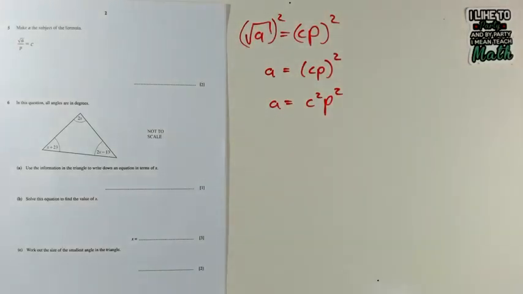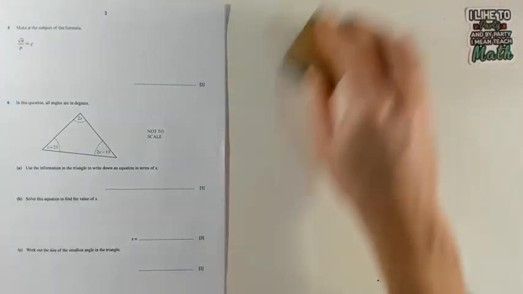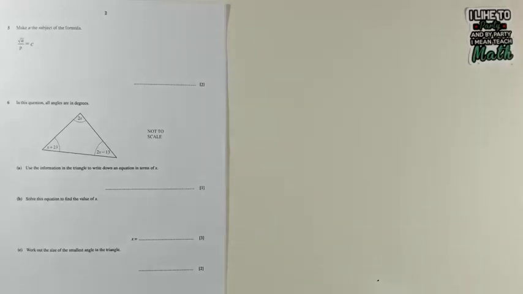Good. In number 6, seems like a little triangle we have here. See what's going on.